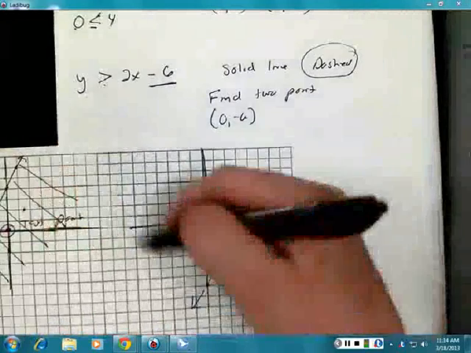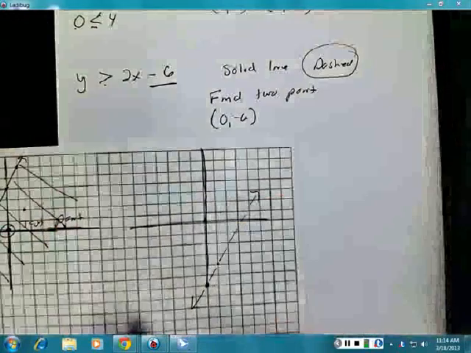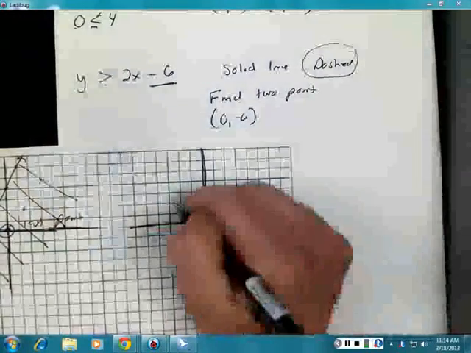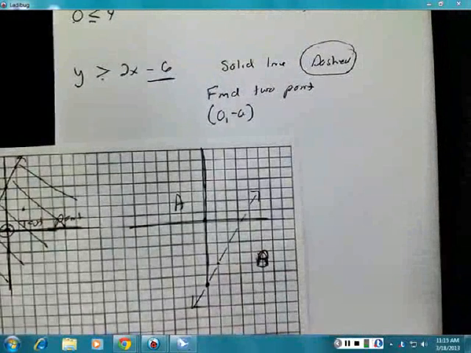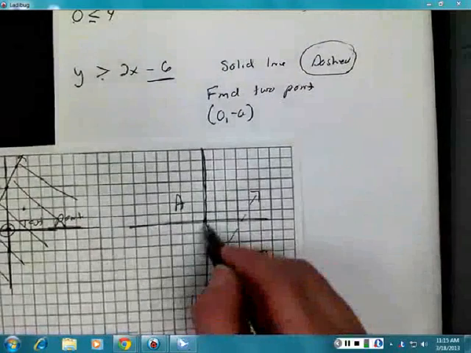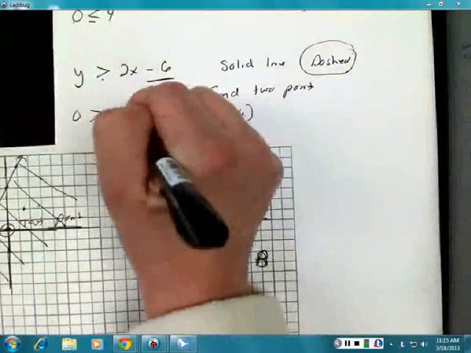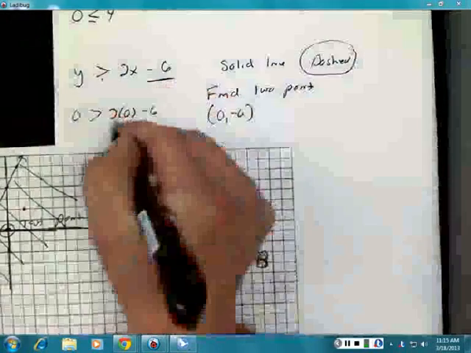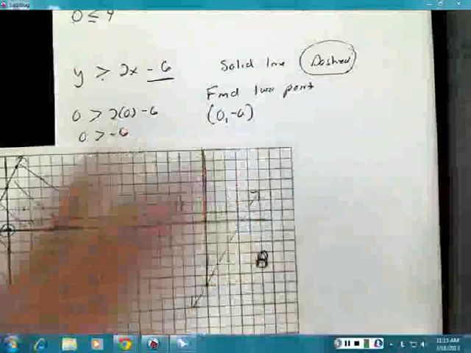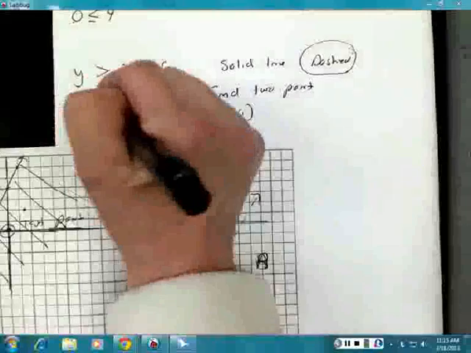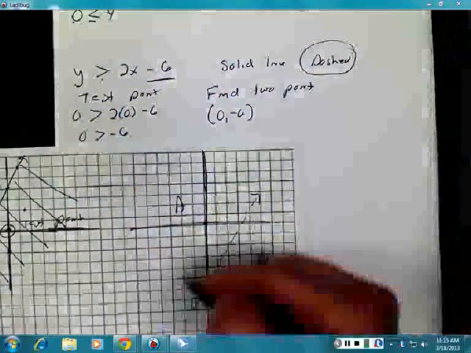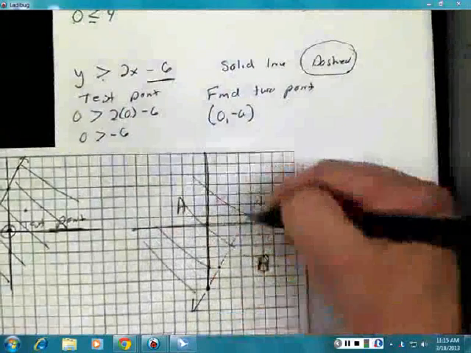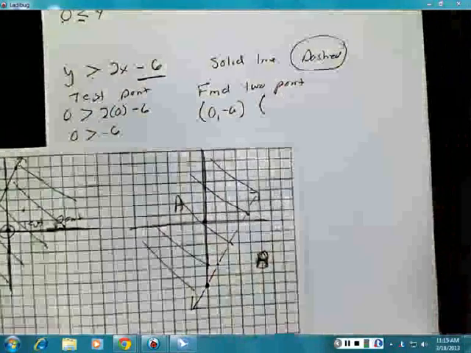And where am I going to shade? Greater than is above the line, but let's double check it and make sure, because here's my test point. And on Hawks, it'll say A or B. It'll ask you to pick what side gets shaded. And as soon as you pick what side, it'll automatically shade it for you. And so what side is going to get shaded? Here's my test point. 0 is greater than 2 times 0 minus 6. 2 times 0 is 0. So is 0 greater than a negative 6? Is that true or not true? Yes or no? It is true. So this is the side that gets shaded, so I would pick A.